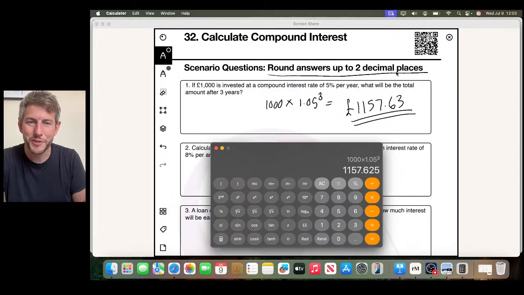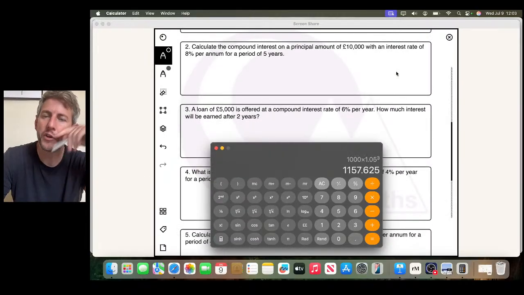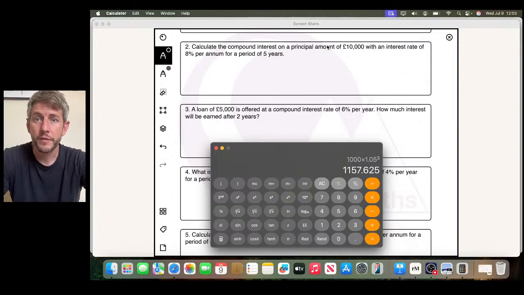This is a different question, okay? So this first question says what will be the total amount after 3 years? But this next one just says calculate the compound interest on a principal amount of £10,000 with an interest rate of 8% per year after 5 years.